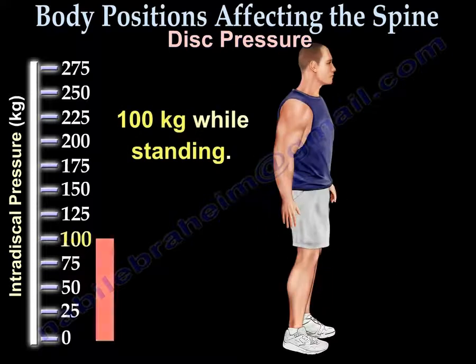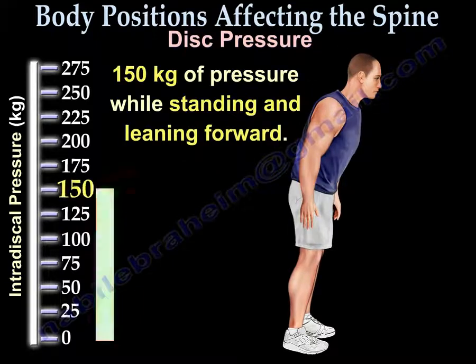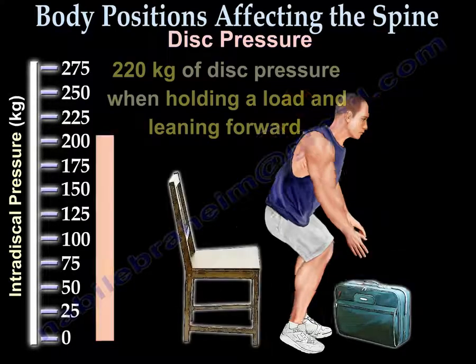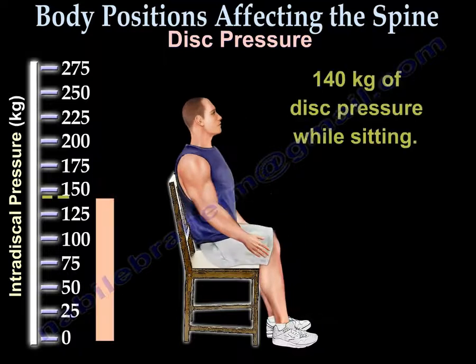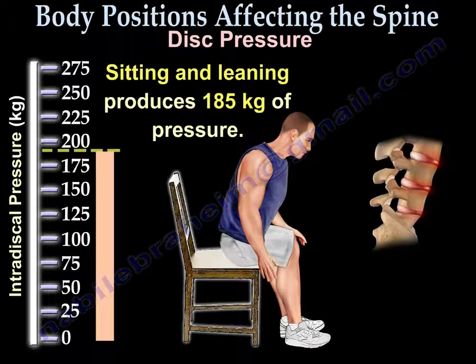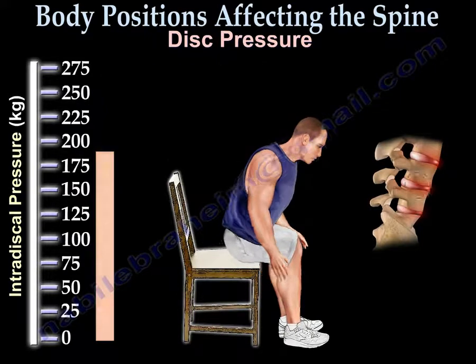100 kilograms of pressure is measured on the disc of the lumbar spine when you are standing in the upright position. When leaning forward from the standing position, the pressure increases to 150 kilograms. Holding a load and leaning forward in the standing position causes this pressure to further rise to 220 kilograms. A non-load-bearing position of sitting upright will place 140 kilograms of pressure on the lumbar discs. Leaning forward from this position then raises the pressure to 185 kilograms.